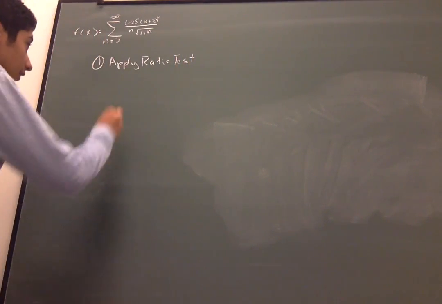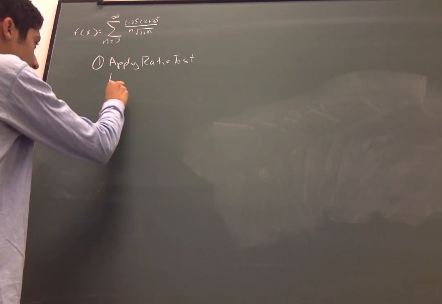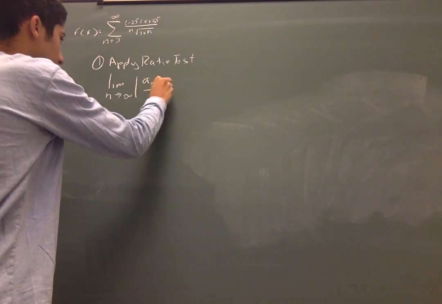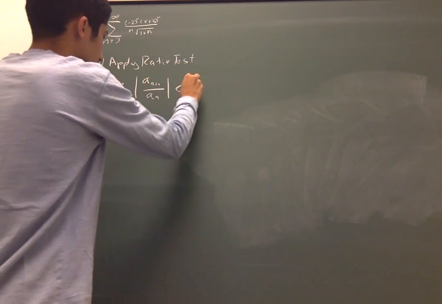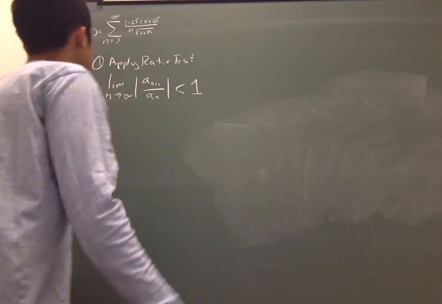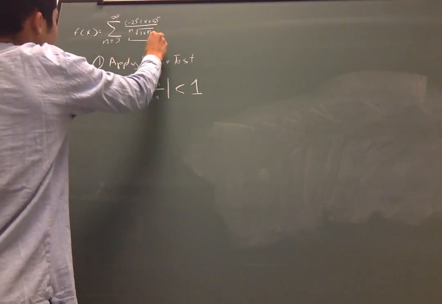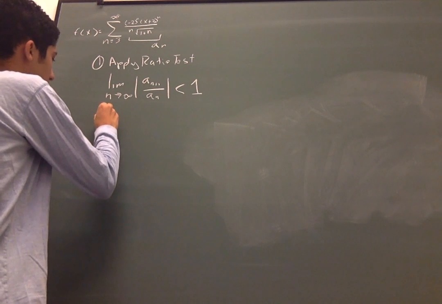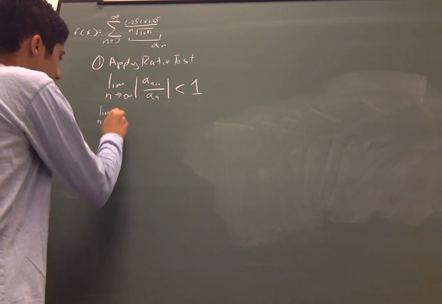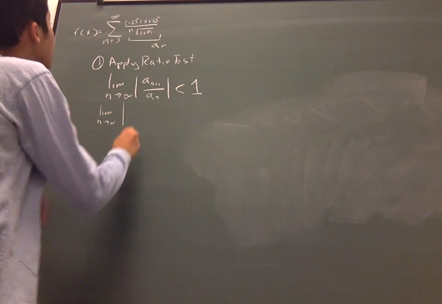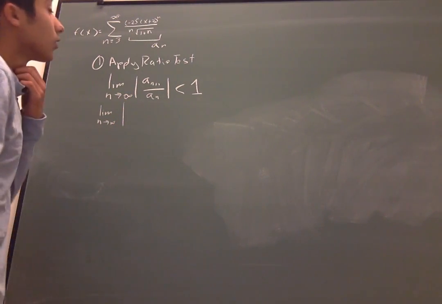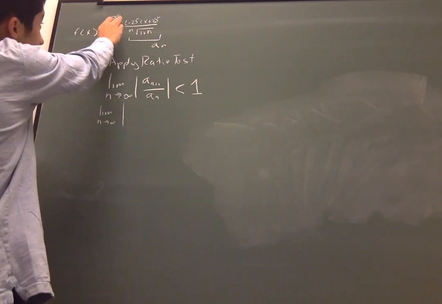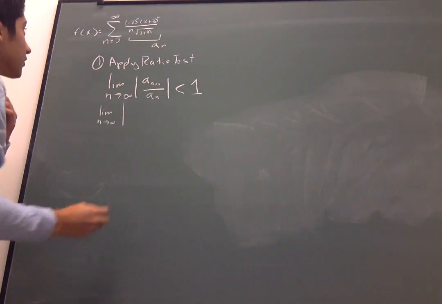So what the ratio test tells us is that the limit as n approaches infinity of a n plus 1 divided by a n has to be less than 1 in order for it to converge. So if you take this to be our a n, then the limit as n approaches infinity, since the ratio test only takes the positive terms, we can take out that negative from the original series.